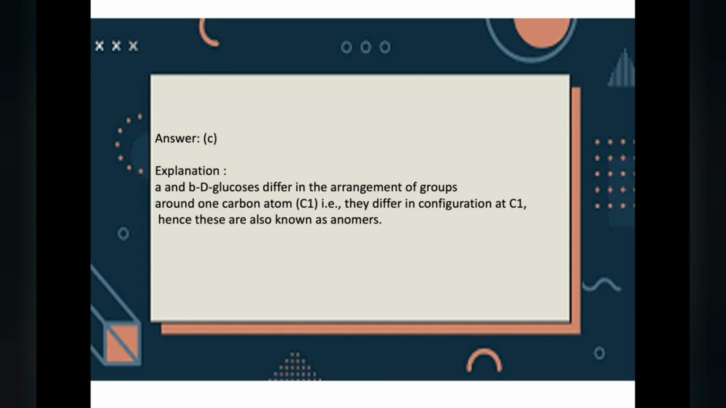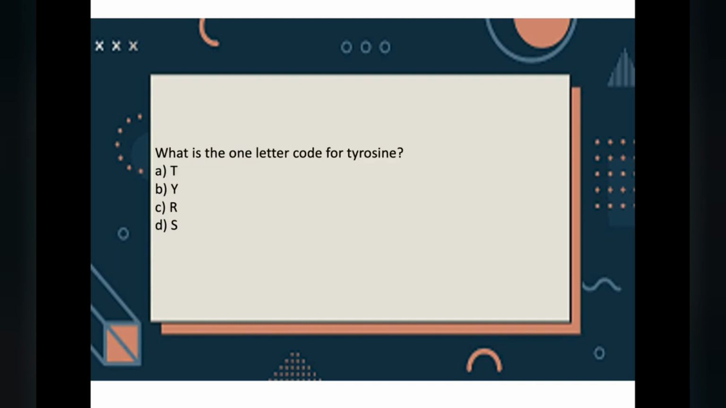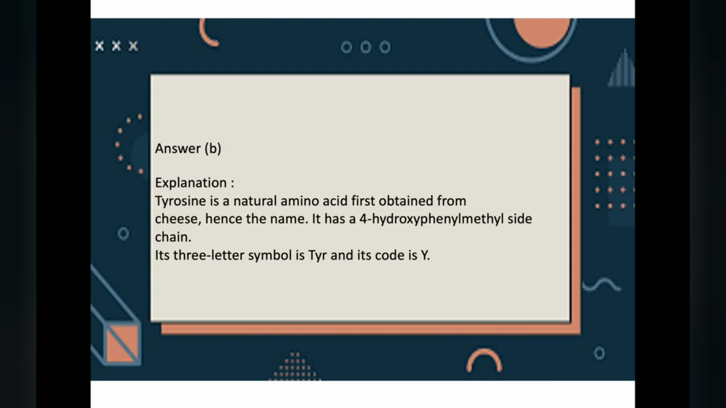So why alpha and beta? What is the difference between them? They differ only in the arrangement of groups around the carbon atom C1. That is, they differ in configuration at C1. So these two are said to be anomers. So the answer is C. Now the next one: what is the one letter code for tyrosine? The one letter code of tyrosine is choice B, which is Y.